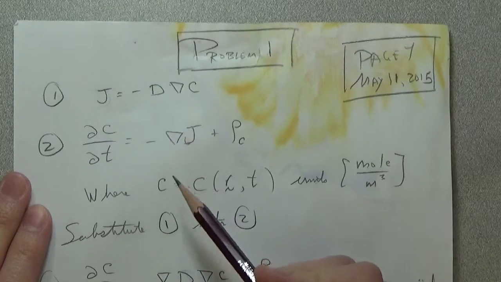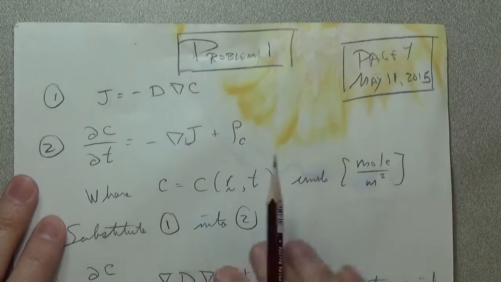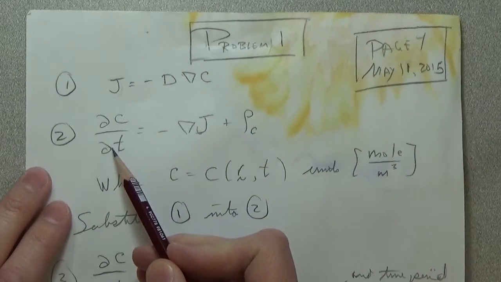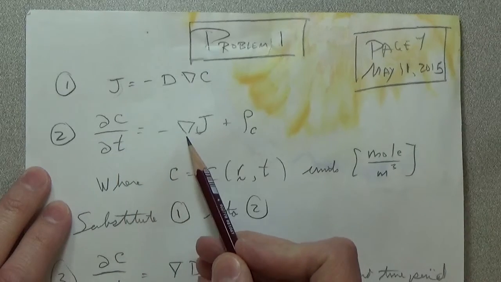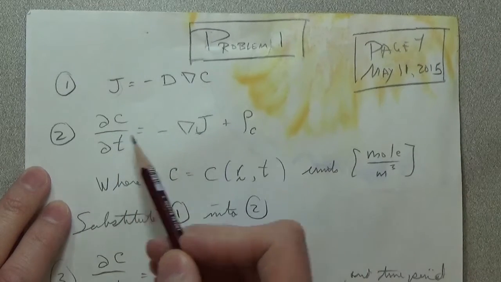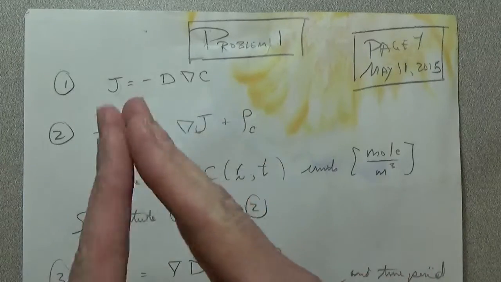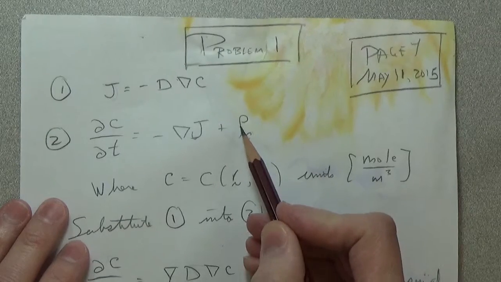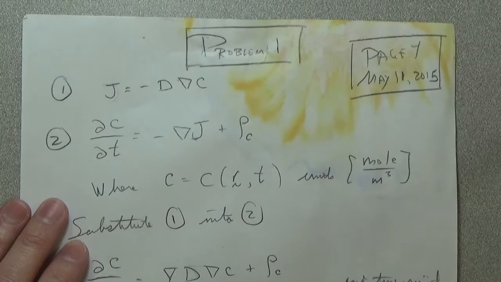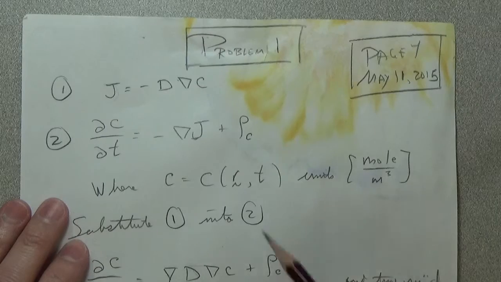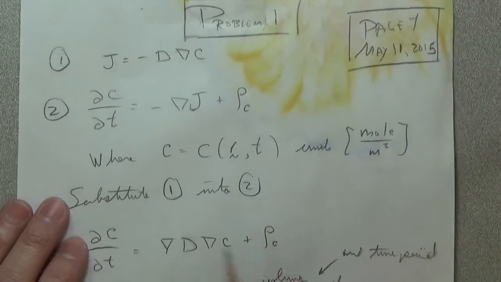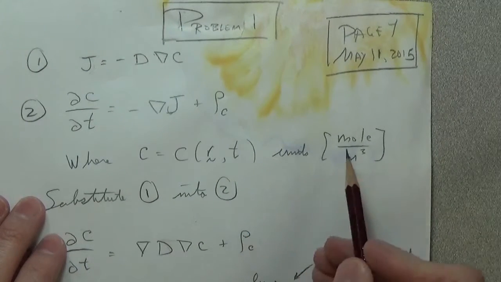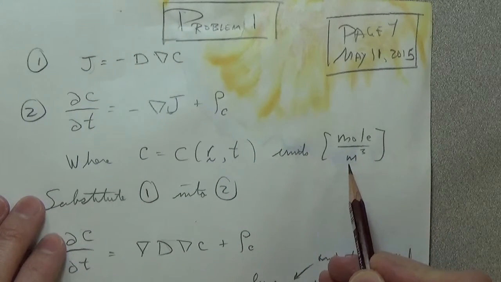That is Fick's first law, and then we know that the change in concentration with change in time goes as the gradient of the flux. That's the gradient of ions that are passing through into a little volume of space, plus this rho c, which is a mass generation or some mass subtraction. So this is a generator term. So c is a function of both position and time, and it has units of moles per meter cubed.